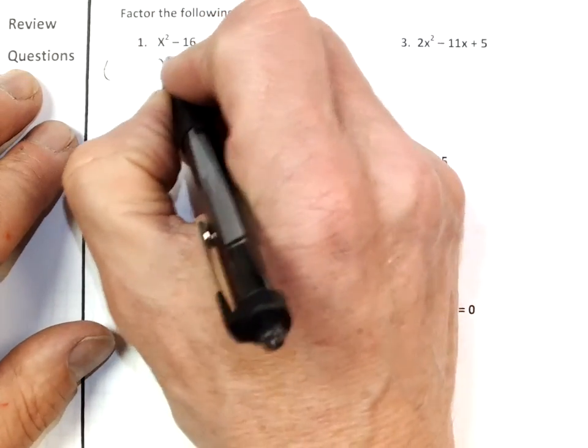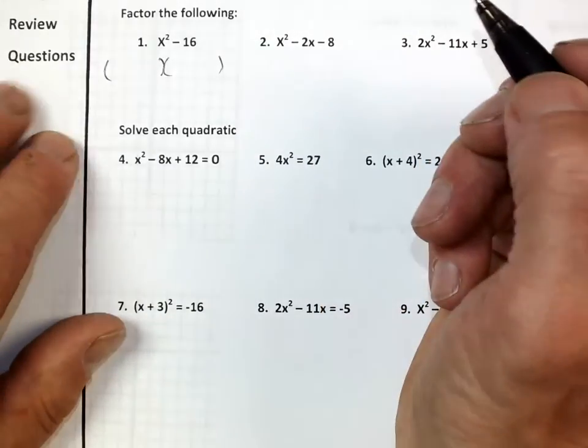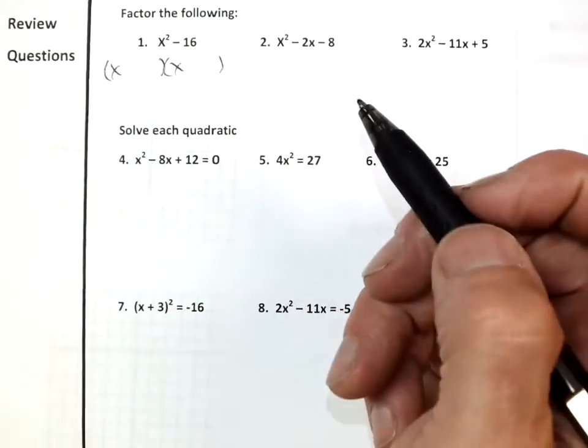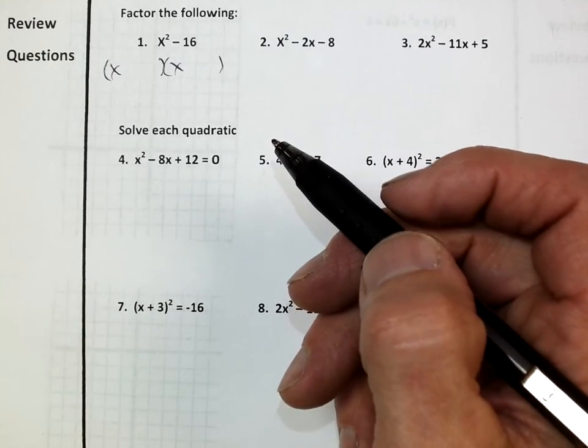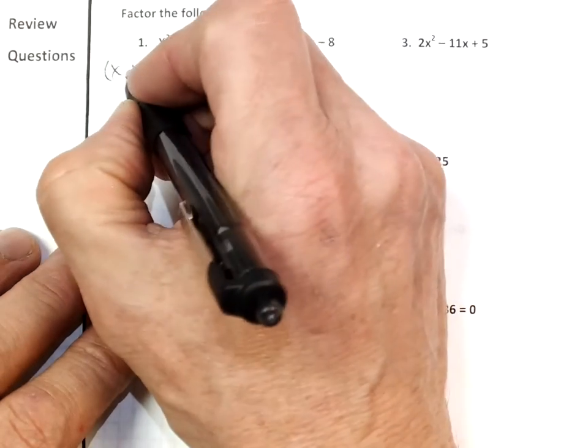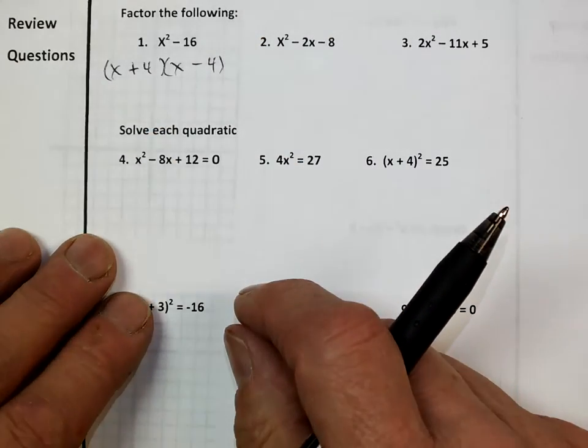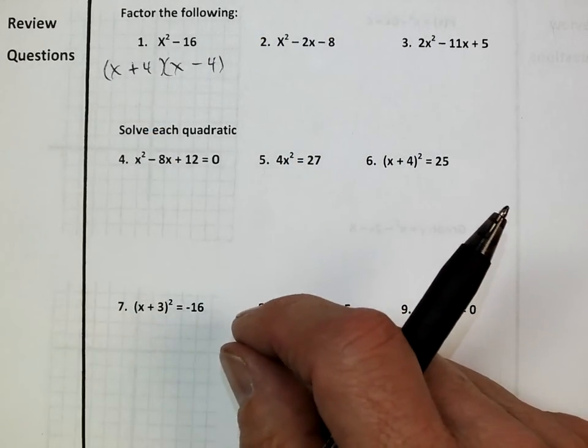Parentheses, parentheses. x and x, because x times x makes x squared. And it's just plus 4, minus 4. That's it. Thumbs up on that one? Okay, everybody can do that one?